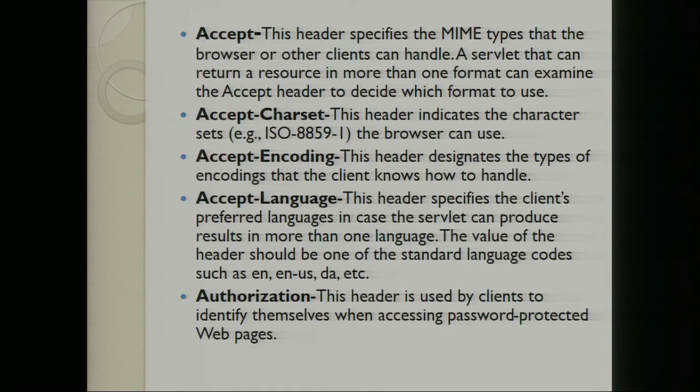So what is a MIME type? Multipurpose Internet Mail Extension. This header specifies the MIME types that the browser or other client can handle. For example, whenever you are returning a particular format or giving a response in different ways, it will identify which is the suitable format, which can be handled by the browser or other type of client, and which is acceptable to that browser. That will be identified using this header.